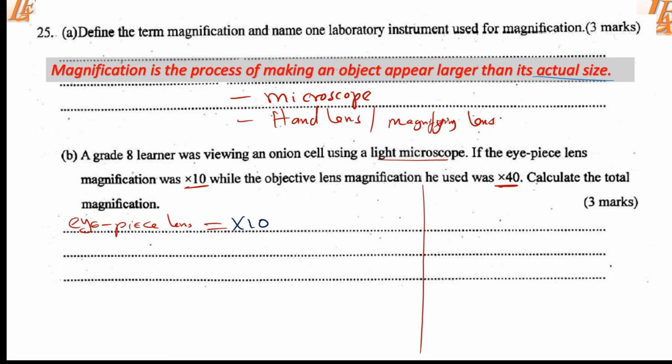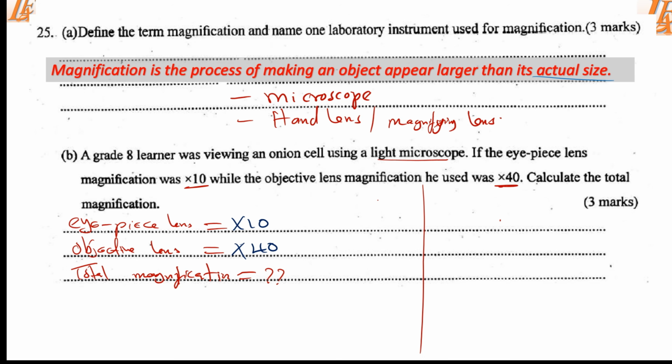Then another thing that we have is the objective lens, which in this case is times 40. Then it's very important for us to write down what we are required to do. We are required to calculate total magnification. Total magnification, this is what we are looking for.